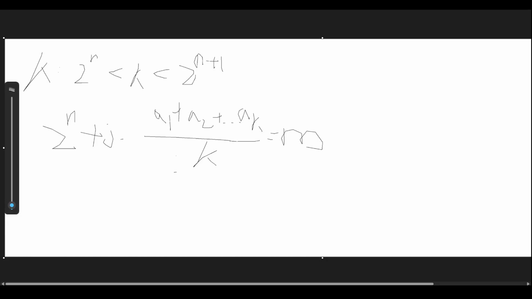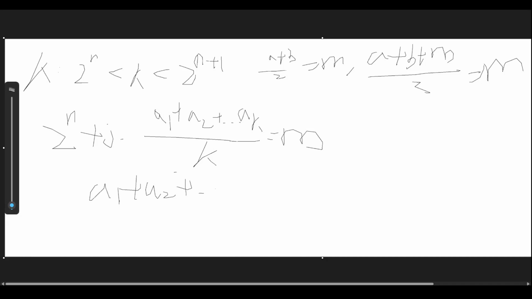Well, the average has an interesting property. If you have, let's say, a plus b over 2 is equal to m, right? Then a plus b plus m over 3 is also equal to m, right? So now this is really nice because we can now rewrite this expression as a1 plus a2 plus dot dot dot ak plus, and then we want to do 2 to the n plus 1 minus 2 to the n, which is 2 to the n minus j.